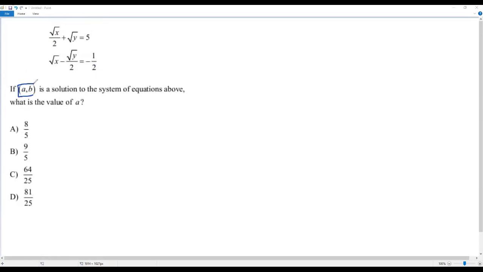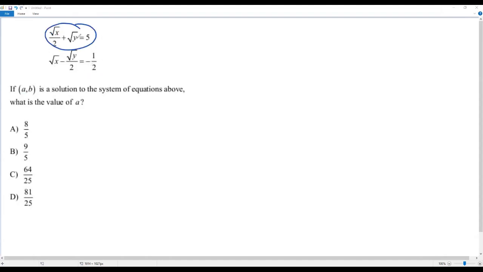Okay, in the solution (a, b), this a represents the x coordinate. So what we have to do is solve the given system and get the value of x, which represents the value of a in the given solution. Okay, now let's solve the given system and get the value of x.